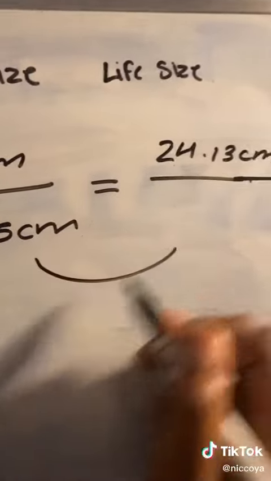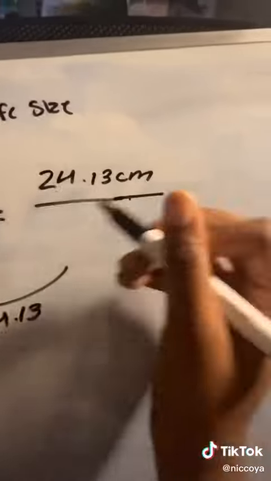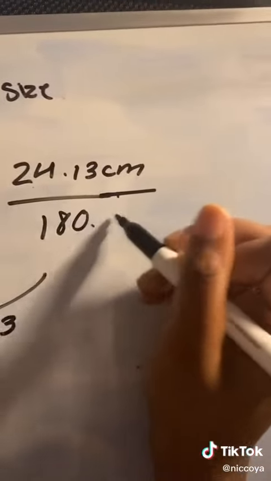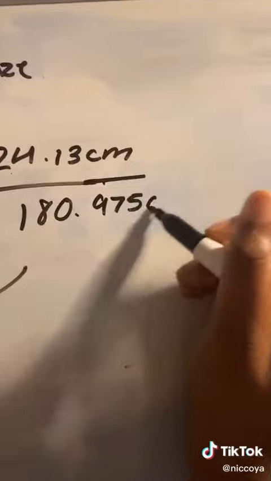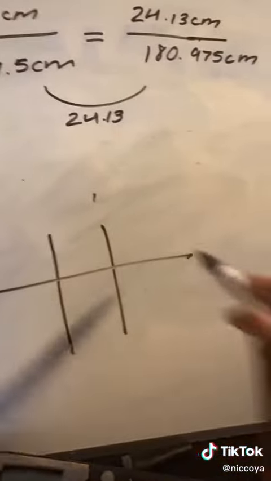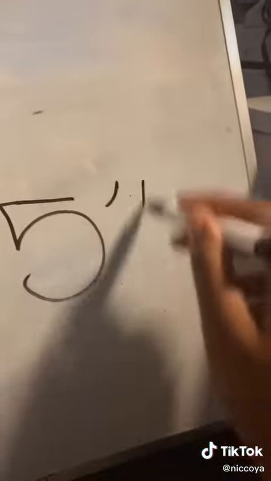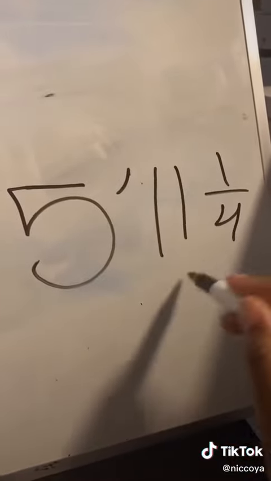Now, you're going to want to multiply this by 24.13. Roughly get 180.975 centimeters. And if you love math like me, you're going to want to set up one of these babies. But if you don't know how to do math like twin, you're going to ask Siri. And then Siri's going to say he is 5'11 1/4 an inch. And that is how you find it.